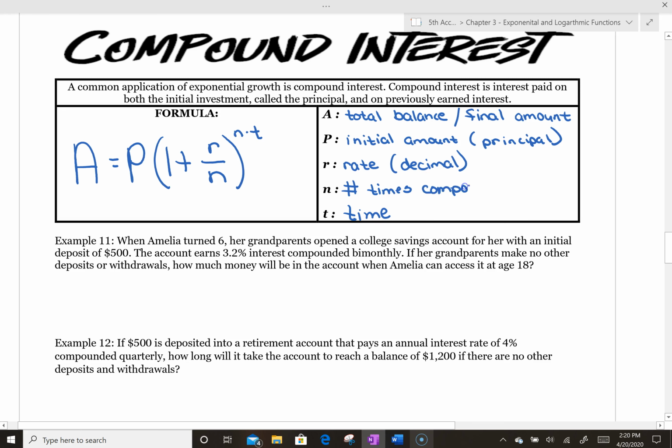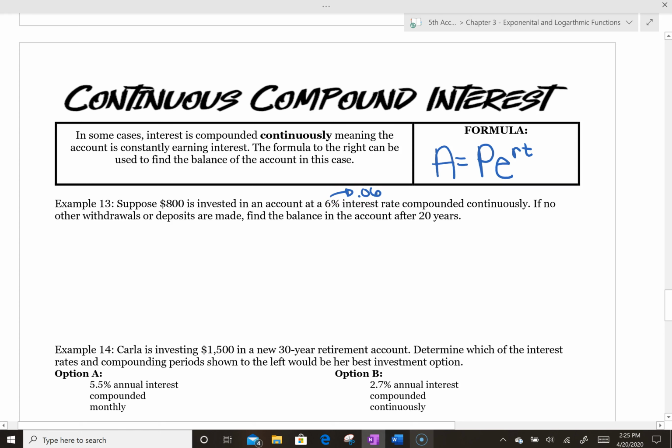Okay, so remember, you only use the continuous one when it says continuous. If it says compounded, you use the compounded formula. So suppose $800 is invested in an account at 6%, so 0.06, and it's compounded continuously. That's what tells you that you're using PERT. So $800 is invested, and we have 0.06. If no other withdrawals or deposits are made, what would the balance be after 20 years?